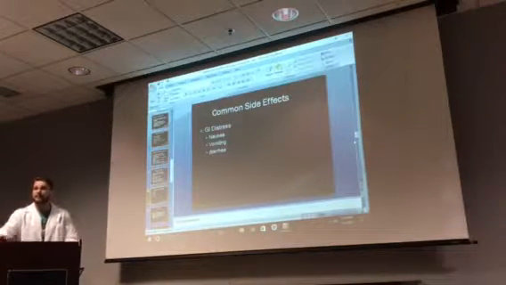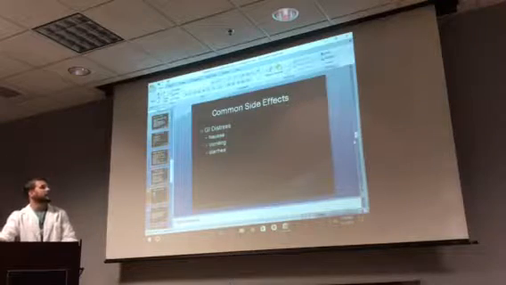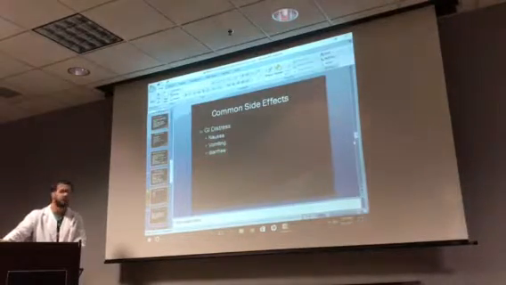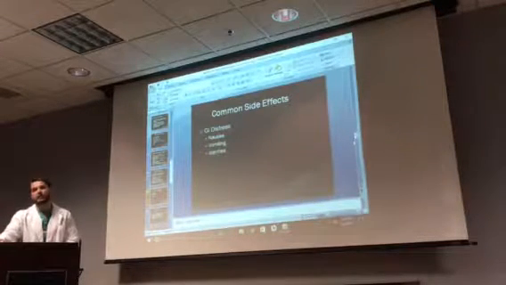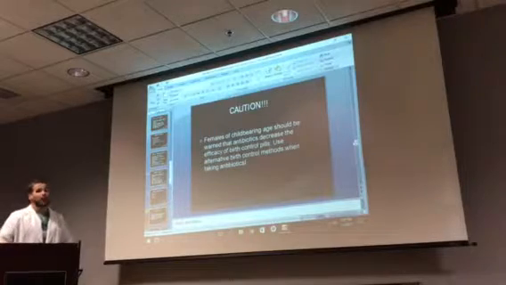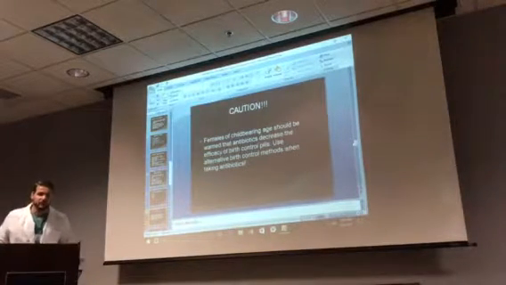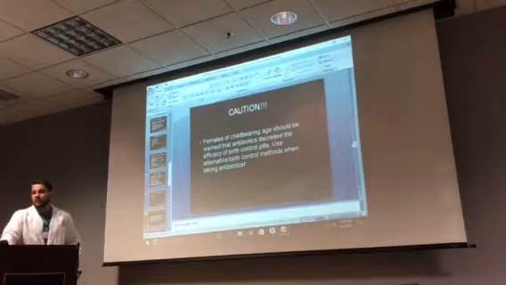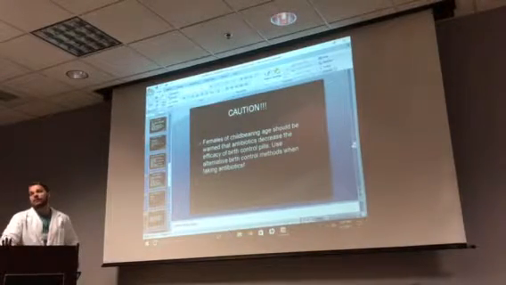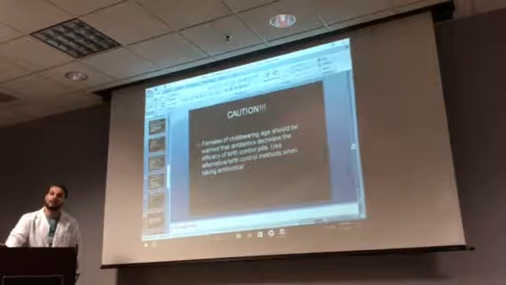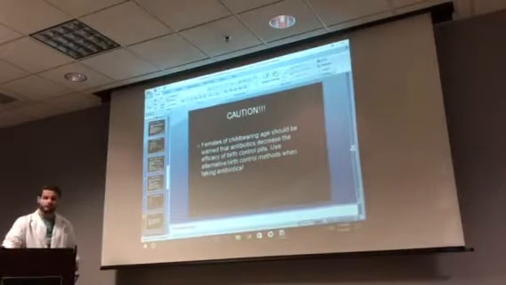Common side effects of some of these antibiotics are GI distress, nausea, vomiting, and diarrhea. The vomiting, of course, can be from the infection as well. Kind of hides itself in there. Caution, okay, for teenagers, ladies in their 20s, antibiotics do decrease the effectiveness of birth control pills. So make sure you're using alternative measures when you are on antibiotics.